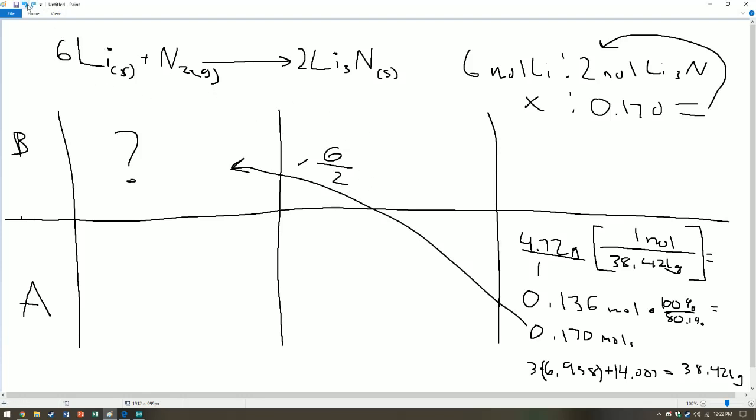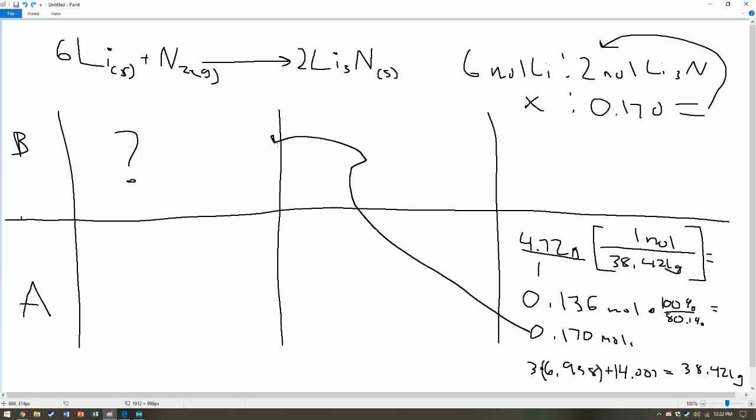Alternatively, you could write this as a conversion factor, and I think some people might prefer that. That's more or less what that step was doing. So if I write 0.170 mole Li3N, and multiply it by the conversion factor of 2 moles Li3N and 6 moles Li, these units will cancel, and I get 0.170 times 3, which is 0.51 moles.